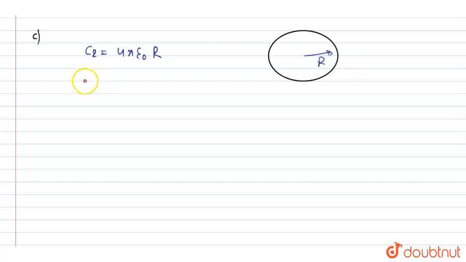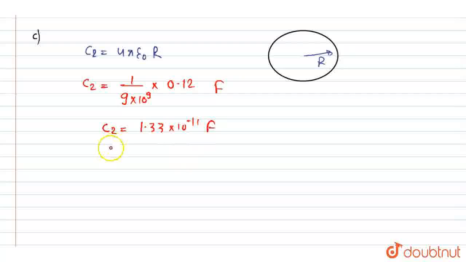So we will put the values, then we will get C2 equals 1 upon 9 times 10 to the power 9 multiplied by R. R will be 0.12 because we need to put it in meters, so it will be in farad. So C2 will be equal to 1.33 times 10 to the power minus 11 farad. And for the given combination we have already calculated C1, which is 5.5 times 10 to the power minus 9 farad. From this we can say C1 is much greater than C2. So the capacitance of this first arrangement will be high.